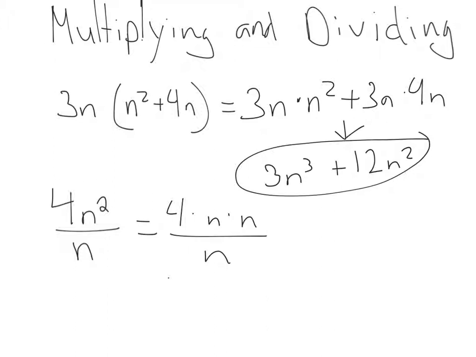And then, so now we can cancel these variables out. N over n is the same. And now we've canceled this and this. Simplified, it equals 4n.